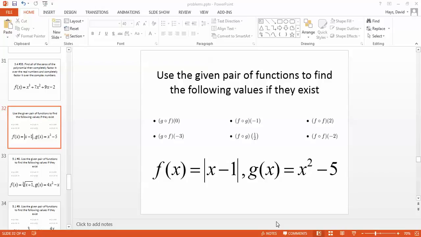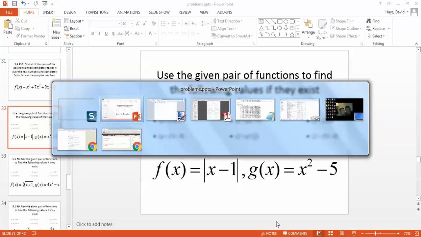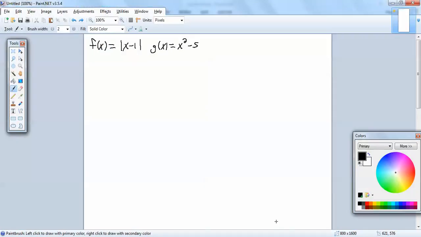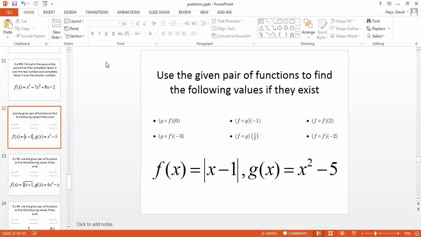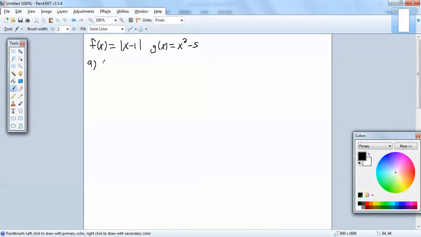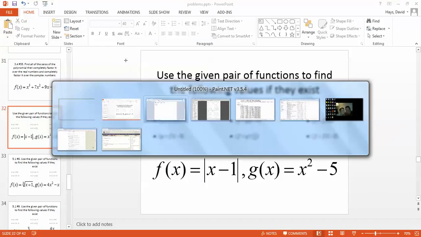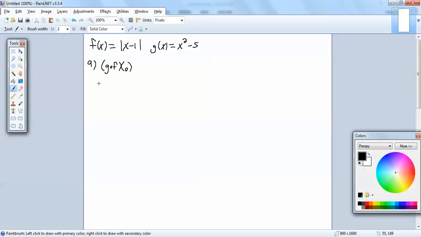Let's take a look at this problem. We've got f of x equals the absolute value of x minus 1, and g of x equals x squared minus 5. We want to find, for our first part, g of f, a composition of g and f, of 0, which we can rewrite as g of f of 0.